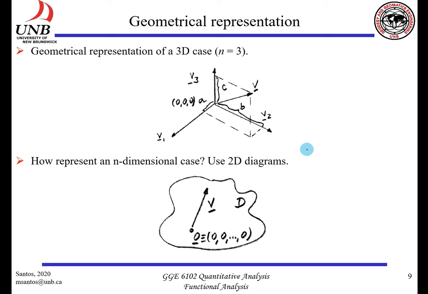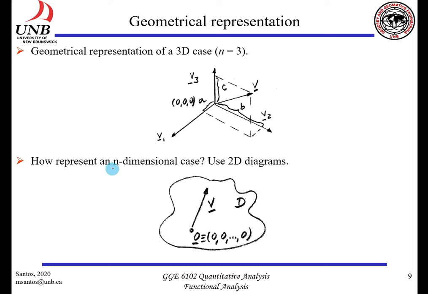So geometrical representation then of a three-dimensional space. We have these three vectors, v1, v2, v3. They are all orthogonal to each other. And we have this vector v, which would be linearly dependent because it is composed of a linear combination of these three linearly independent vectors.